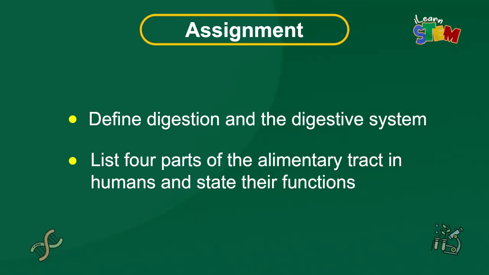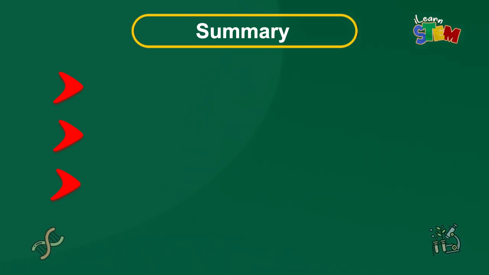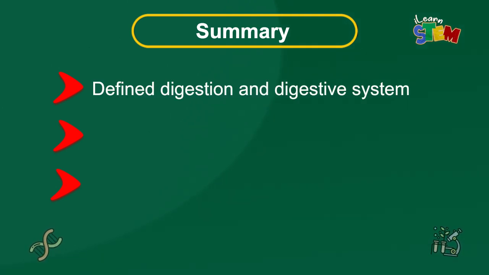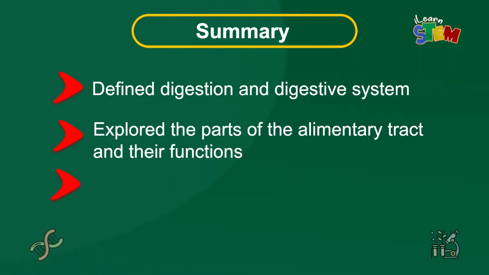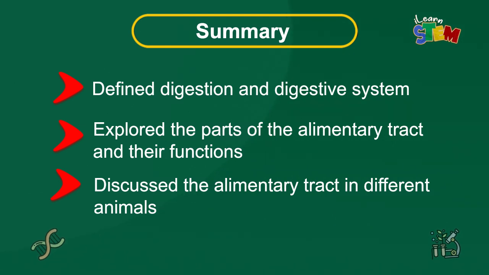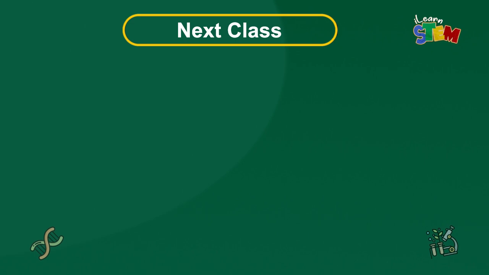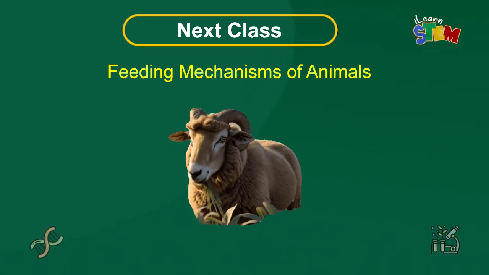Let's look at what we have learned so far. Today, we defined digestion and the digestive system. We explored the parts of the alimentary tract and their functions. We also discussed the alimentary tract in different animals. In our next class, we will learn about the feeding mechanisms of animals.